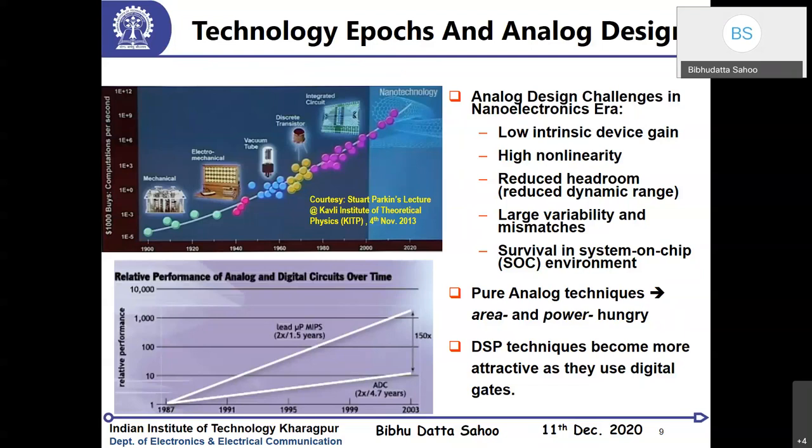So analog design in the nanoelectronics era is getting challenging because of low intrinsic device gain, high nonlinearity, reduced headroom, large variability and mismatches, and survival in a system on chip environment, especially when you have a lot of systems, it becomes difficult to integrate analog blocks in there. Pure analog techniques are area and power hungry. DSP techniques become more attractive as they use digital gates. So that means we have to resort to more digital techniques to really enhance the performance of analog to digital converters. And that's why people resort to different techniques.